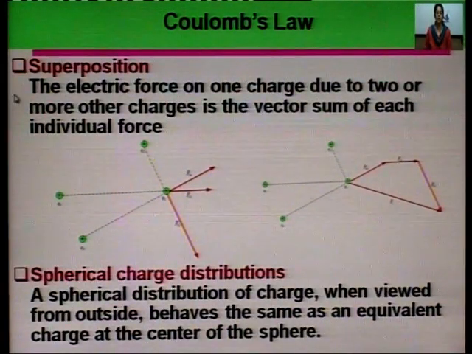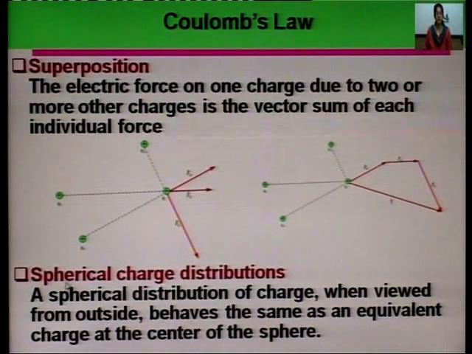Now what is superposition? The electric force on one charge due to two or more other charges is the vector sum of each individual force. This is shown here: one charge is there and three other charges are there. The forces here are added using vector algebra, and we get the resultant force. So this is the principle of superposition: the resultant force is the vector sum of the individual forces.